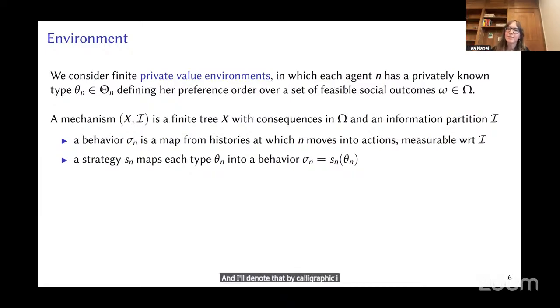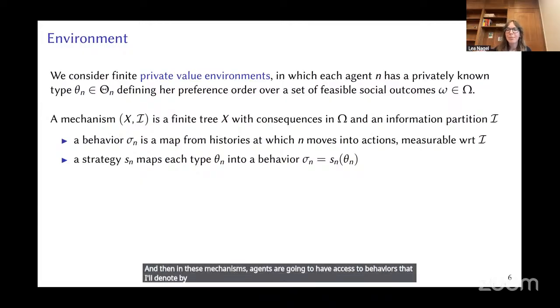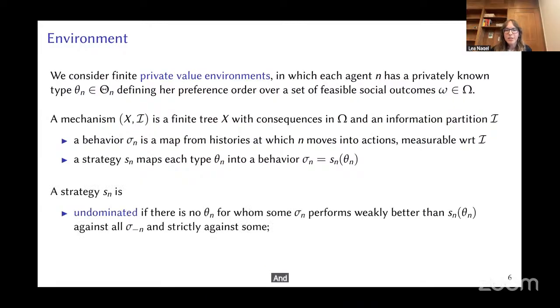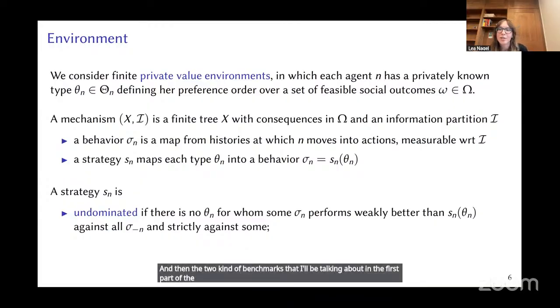And then in these mechanisms, agents are going to have access to behaviors that I'll denote by sigma n, which just map the histories at which an agent moves into the actions. And then a strategy is going to map each agent's type into some behavior in the mechanism. Okay. And then the two benchmarks that I'll be talking about in the first part of the talk are the concepts of an undominated strategy and a weakly dominant strategy.